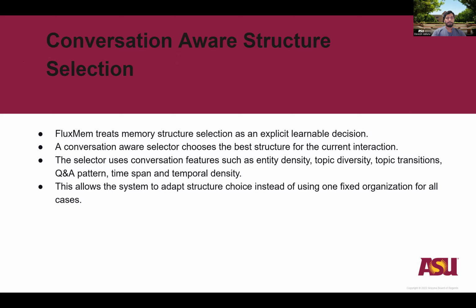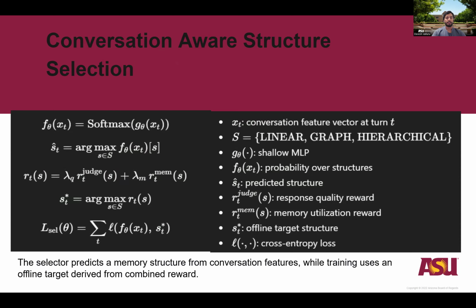And then we have conversation-aware structure selection. So FluxMem treats memory structure selection as an explicit learnable decision. We have a conversation-aware selector which chooses the best structure for the current interaction. This is selected based on several features such as entity density, topic diversity or topic transition, question and answer pattern, time span, and temporal density. This allows the system to adapt structure choice instead of using one fixed organization for all the cases.